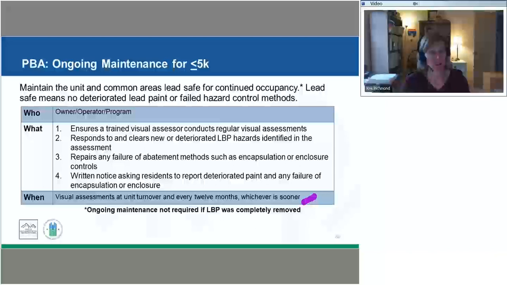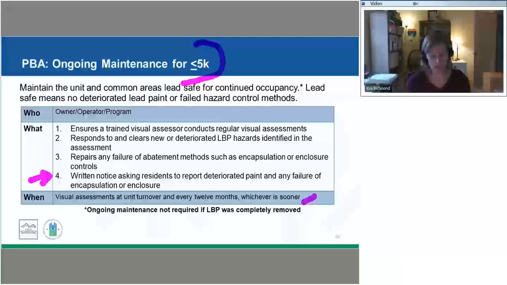If they identify any new or deteriorated paint during that visual assessment, it is going to be stabilized using RRP, people who are trained in RRP. We're going to get clearance of the unit. And then we're going to repair any failure of abatement methods. And then written notice, we talked about this earlier, asking the residents to report any deteriorated paint and any failure of encapsulations or enclosures. So this is what's required for our project-based assistance less than or equal to $5,000 per unit per year.